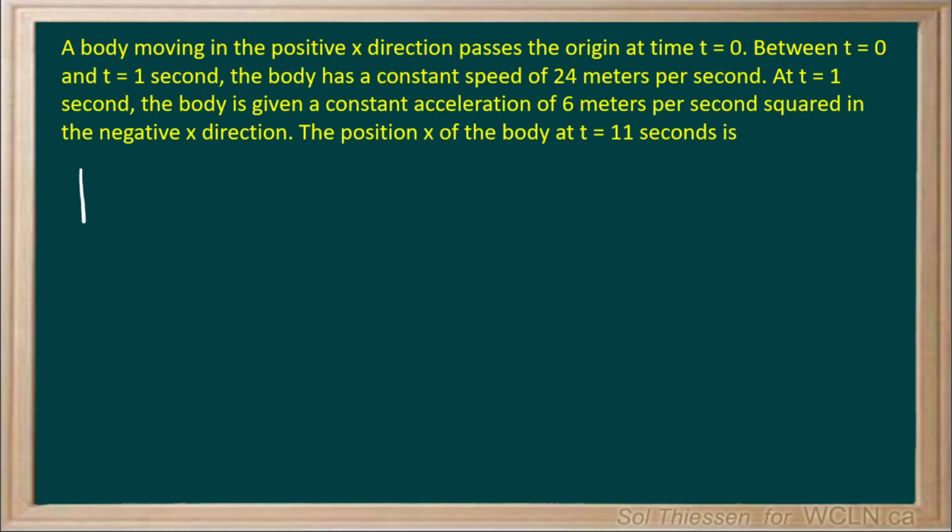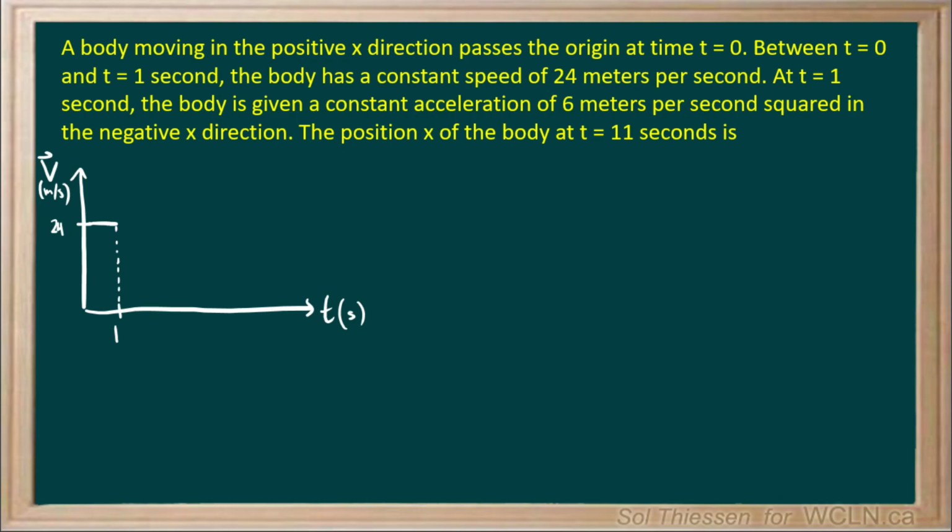Okay, so my approach here is actually to draw a little velocity versus time graph. So we're told that initially the body's moving in the positive x direction, and for the first second, between 0 and 1 second, maybe I'll draw this smaller, we'll call this 1 second, the body has a constant speed of 24 meters per second. So we'll call this 24, the units are meters per second, and maybe I'll just write units of seconds here. We can just write 1 there. So initially our graph looks like this for the first second.